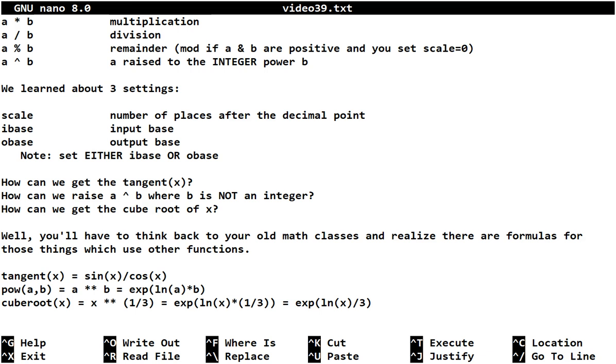One of the things we're going to learn how to do today is define our own functions, because BC is programmable. Okay, let's get out of the README and get busy.